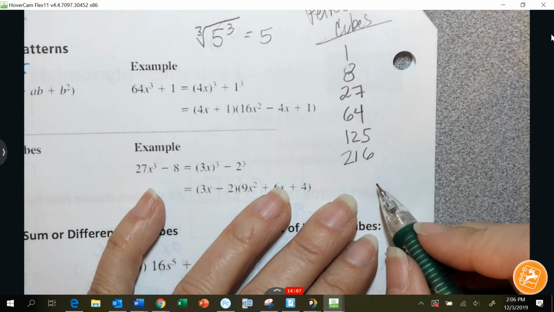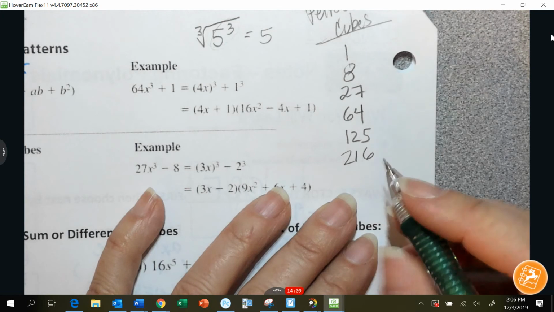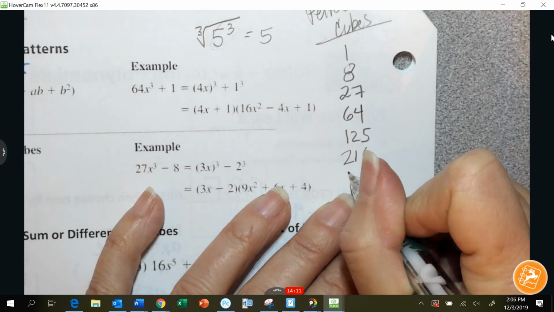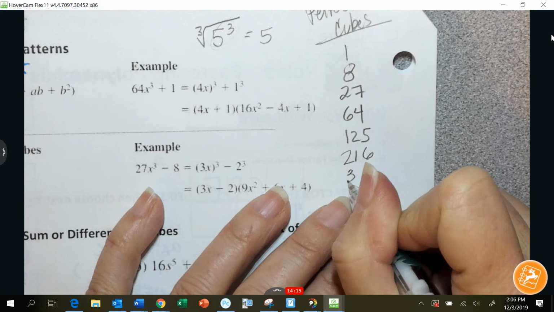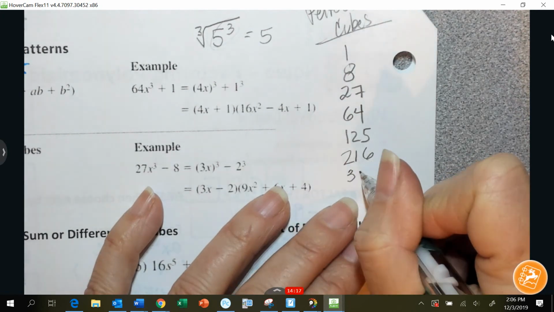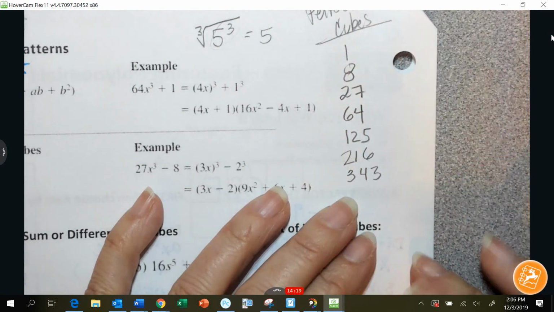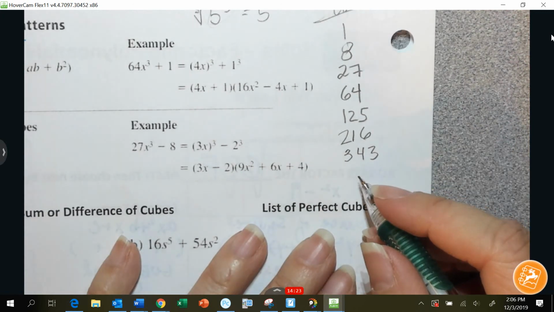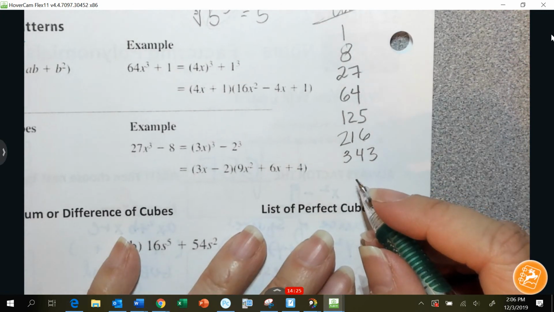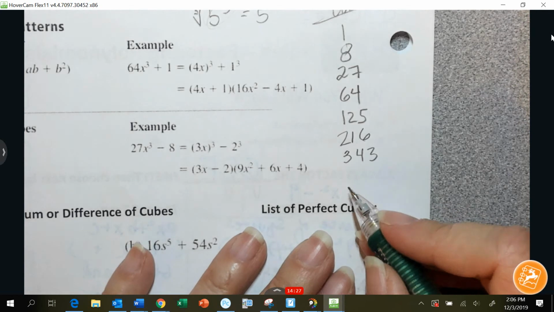What's 7 times 7 times 7? 343. You see how close that was? We could just add a little squiggle. You really don't need all of these, but you guys are just going on a roll.